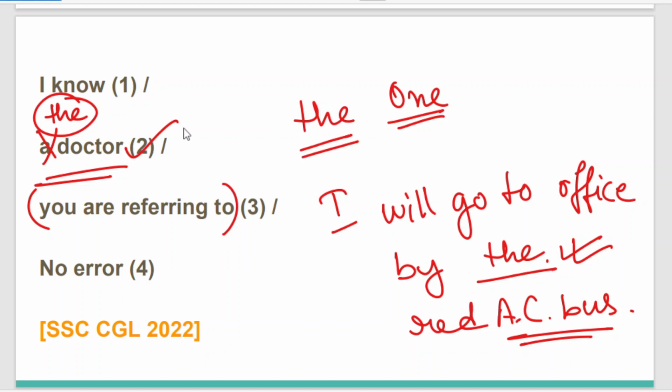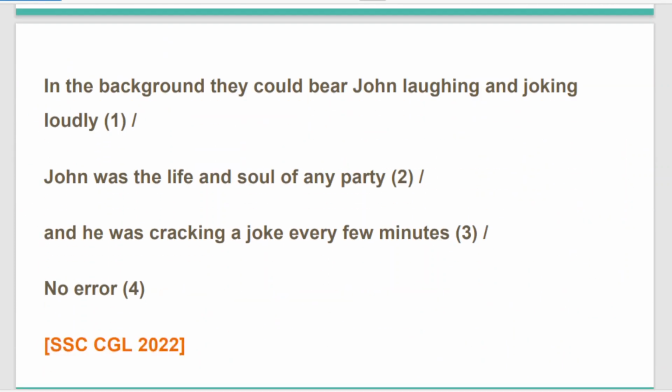Now coming back to this sentence, I hope this sentence is clear. So basically it's about a person whom we know, and we are just specifying the person, that I know the doctor you're referring to. Hope this question is clear to you. Moving to the next question. Let's read out the next question.